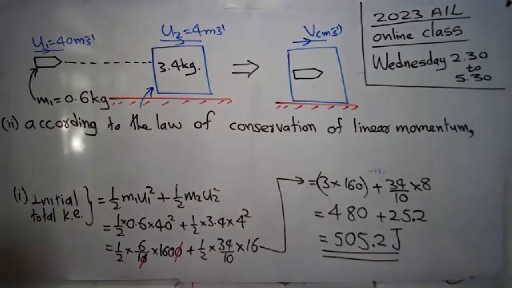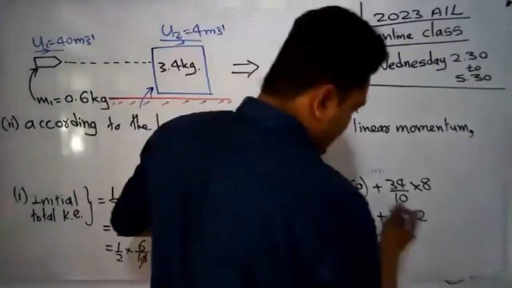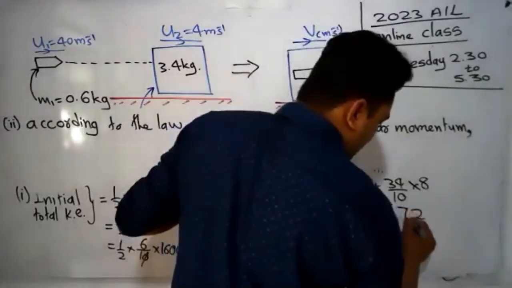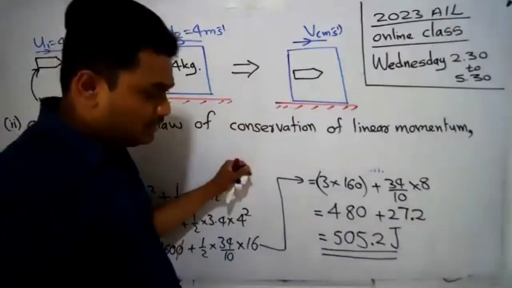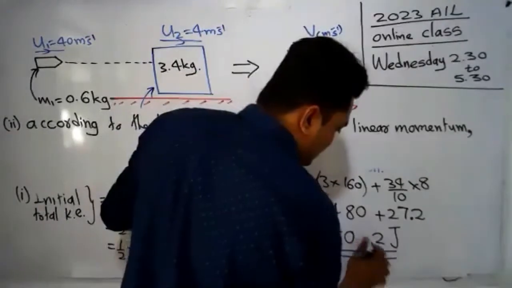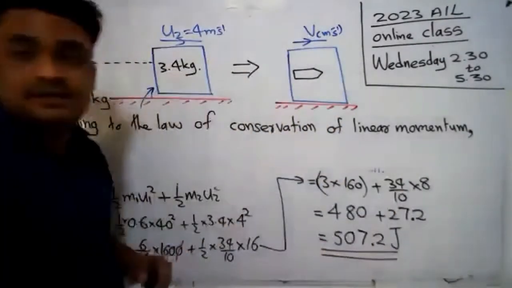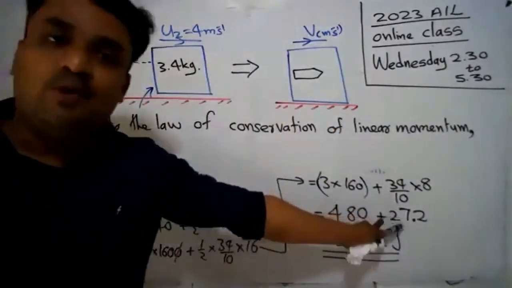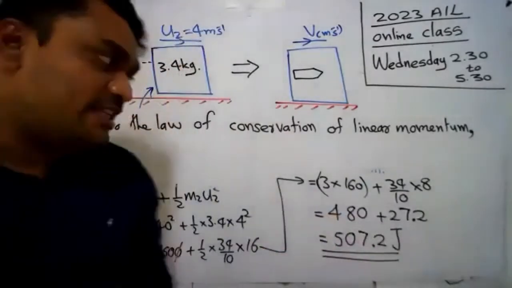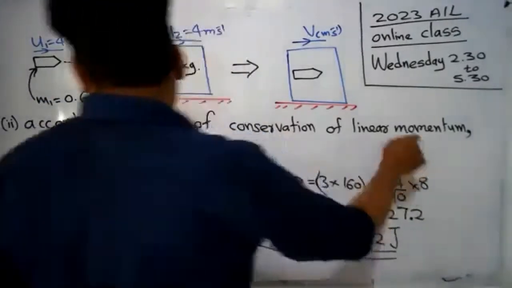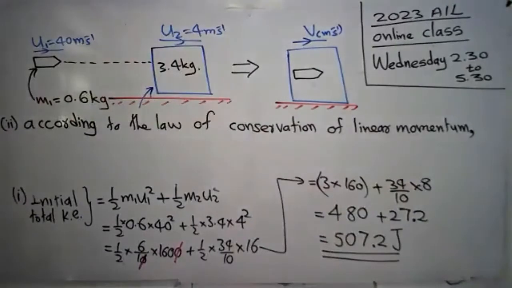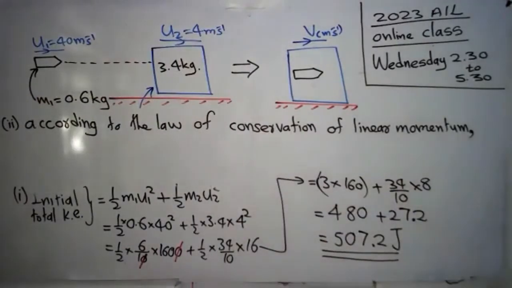There's a small error here. Right? This is 27.2, please correct it. So this should be 507.2. Please correct the mistake in the calculation. This is 27.2, so it should be 507.2. Please check it.